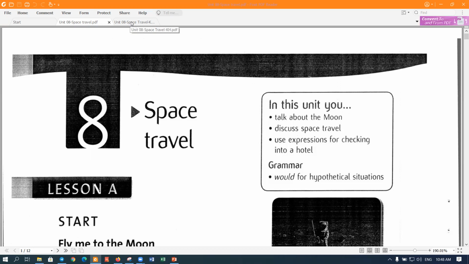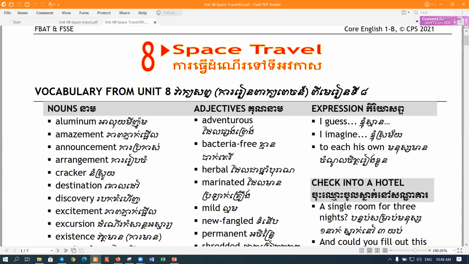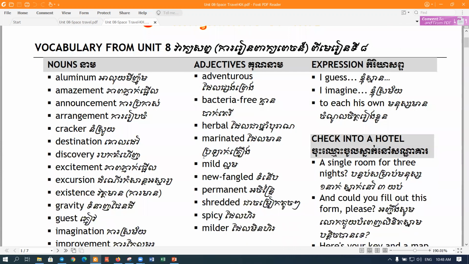At first, look at vocabulary. Here is vocabulary from Unit 8. Okay, now listen to my reading of all the vocabulary and don't forget to repeat the reading after me.